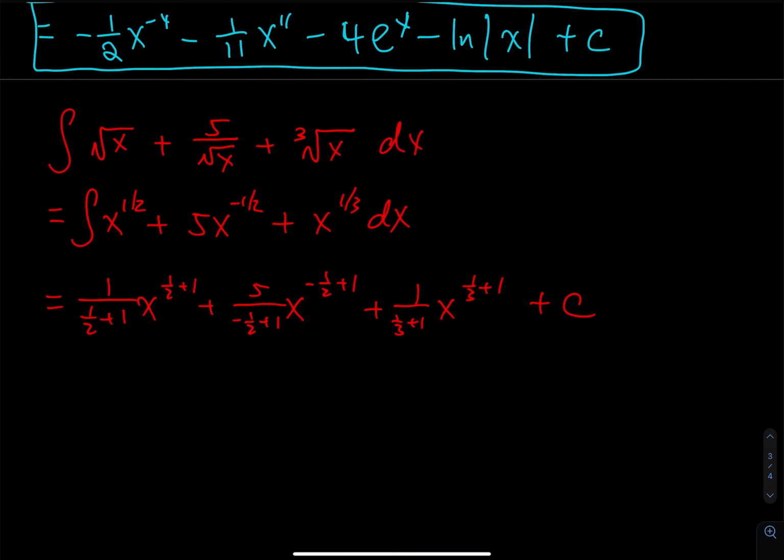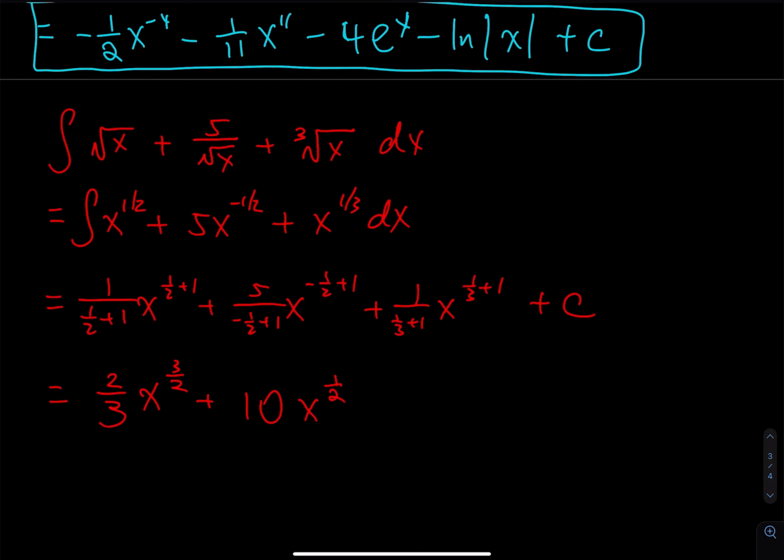So let's clean up the fraction. So this is x raised to the 3 over 2, and then 1 divided by that, which is taking the reciprocal, you have 2 over 3. The check is very easy. All you have to do is bring the 3 over 2 down, so they get cancelled, right? And then 3 over 2 minus 1, you get your 1/2 back. And then x to the negative 1/2 plus 1 is positive 1/2, 5 times the reciprocal of that, you get a 10. Check your work, bring the 1/2 down, you get a 5, and then 1/2 minus 1 is the square root of x in the denominator.